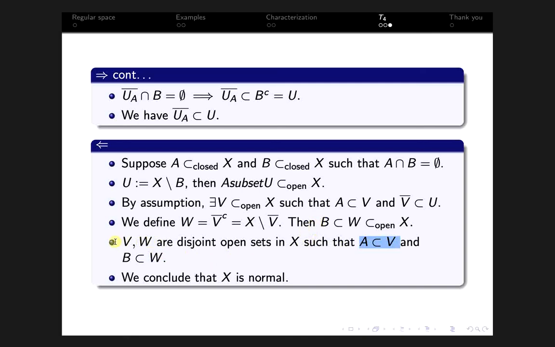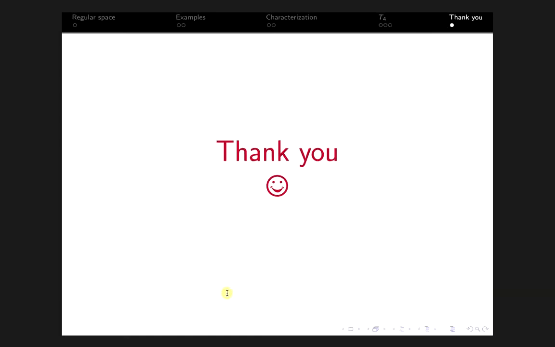So this is the summary. V and W are disjoint open sets in X such that A is contained in V and B is contained in W. Therefore we can separate disjoint closed sets by disjoint open sets in the space X. This means we conclude that X is normal. So this is it. Thank you.